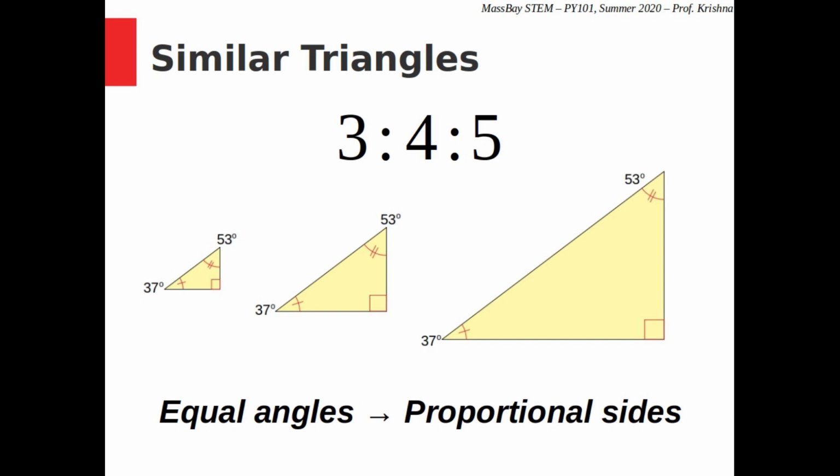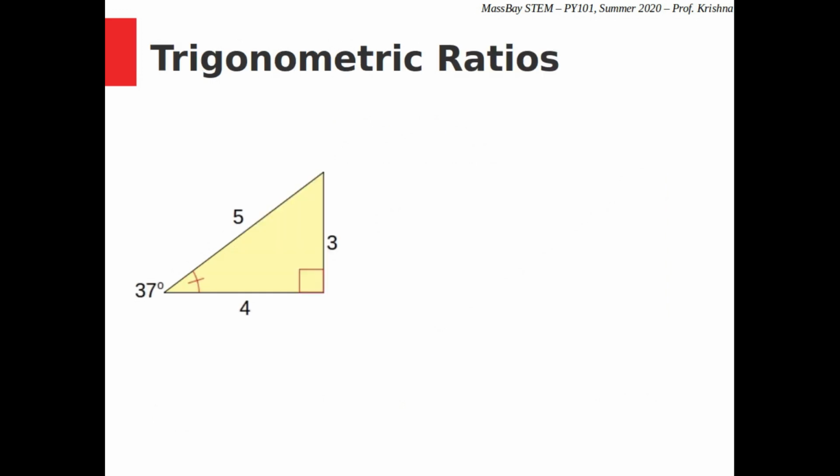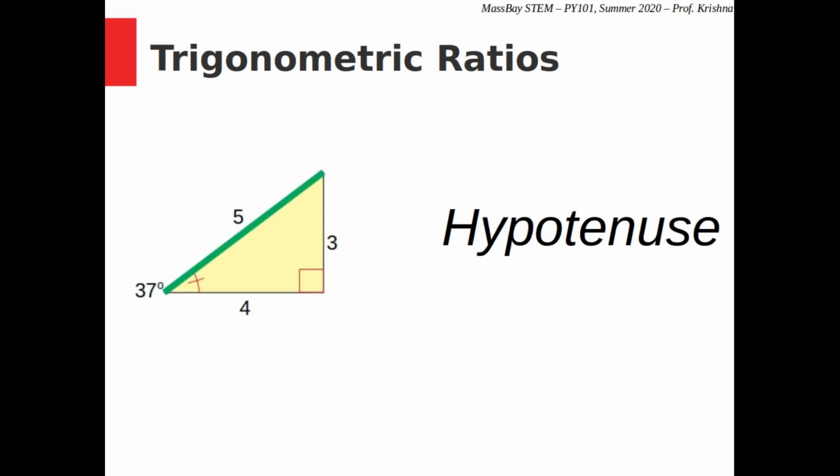Let's formalize this. Consider the 37-degree angle. We can describe the sides on the basis of their relative location to that angle. The side opposite it has a length of 3. The side adjacent has a length of 4. And the hypotenuse has a length of 5.